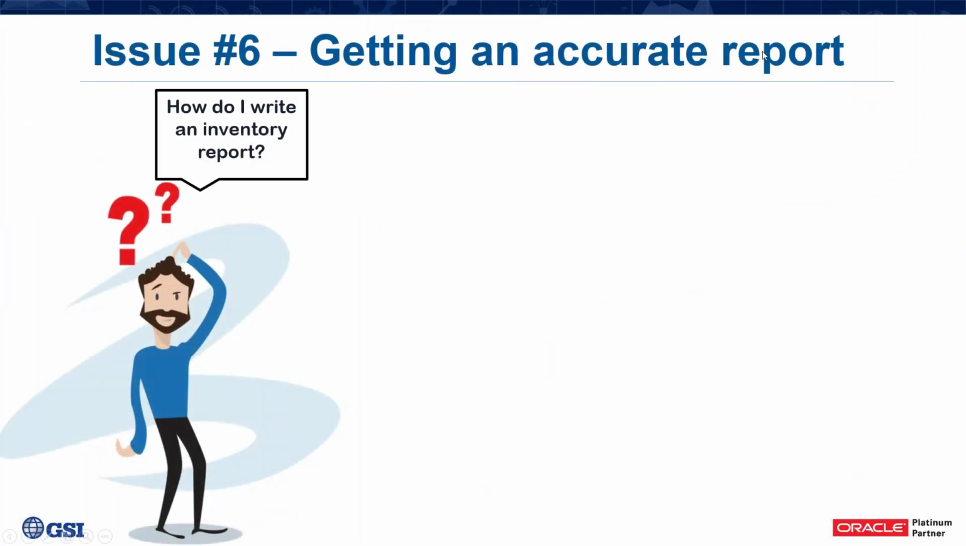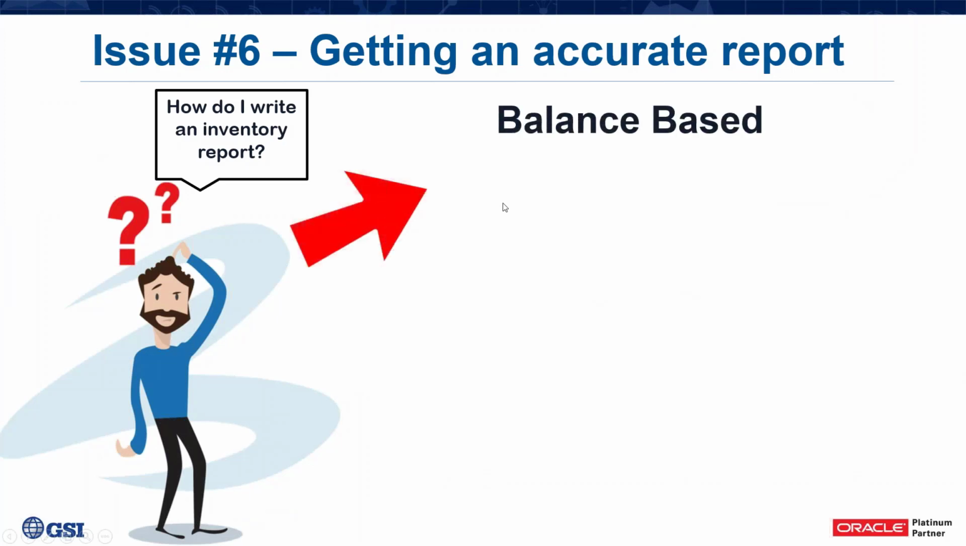And finally, issue number 6: how do I get my inventory report in the first place? How do I write that? Because there are 2 options. One is I can do a balance-based report. And what does that mean? That means that's a snapshot at period end.